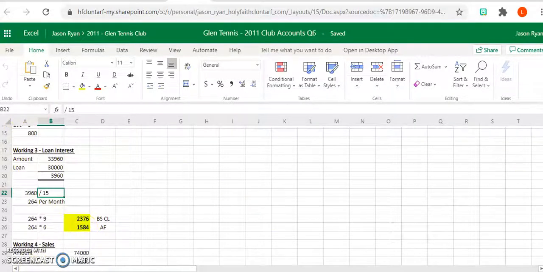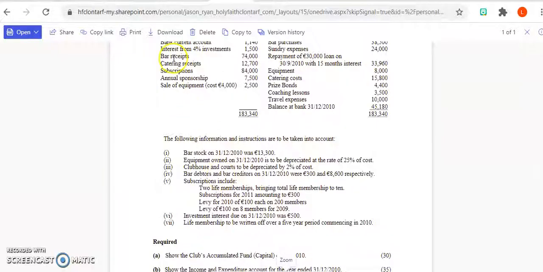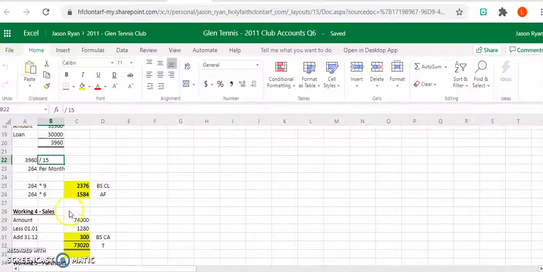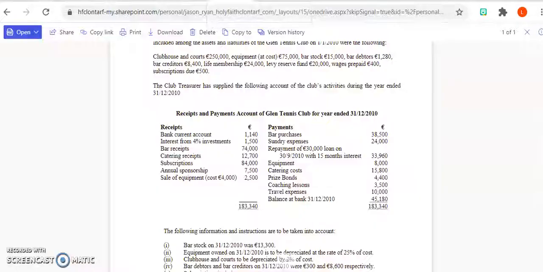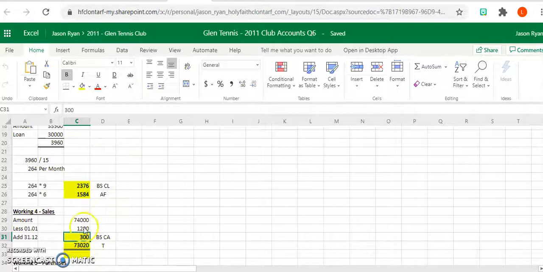So your sales account is the amount, which is 74,000, taken straight from the question. There are your bar receipts. You're going to take away any debtors at the start of the year. So 1,228 is going to be taken away. And then you're going to add on any debtors at the end of the year, remembering those debtors will also go into your current assets in your balance sheet. So bar debtors 300 is going to be added on. So that 300 then goes in your balance sheet as a current asset. And 73,020, that's going to be your sales. So that's going to be your trading account.